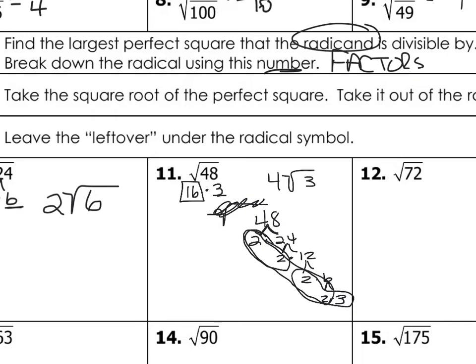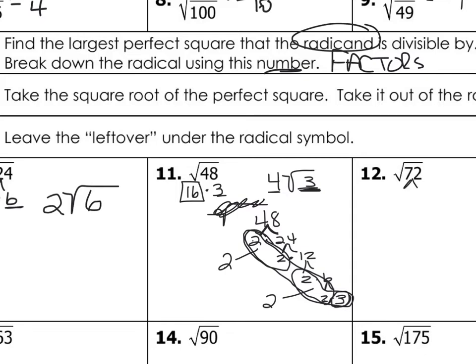All right, so I got a pair of 2's. So the 2's got married and became 1. All right, 3 doesn't have anybody, so the 3 stays home. Okay, the 2's, they multiply. 2 times 2 is 4.